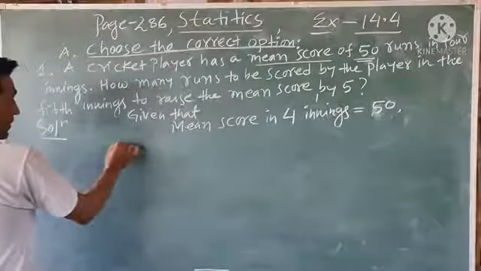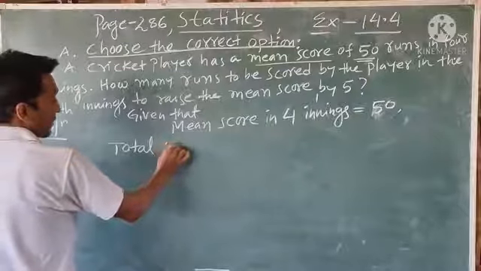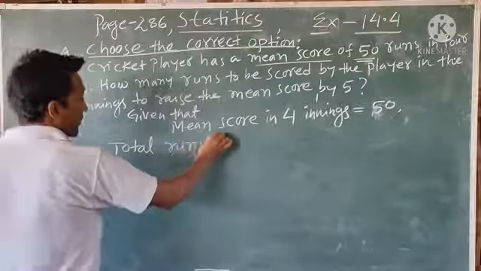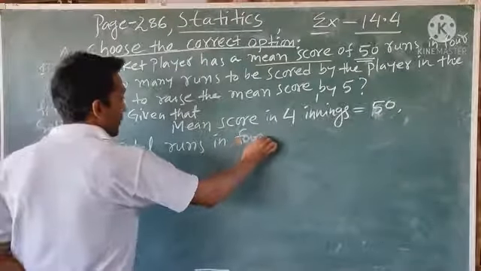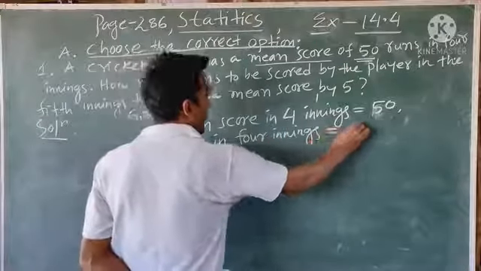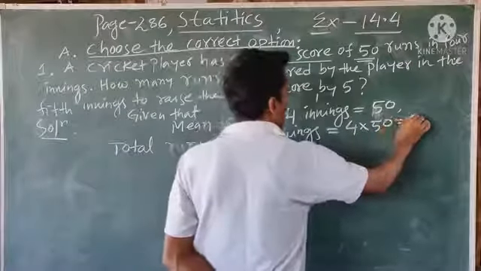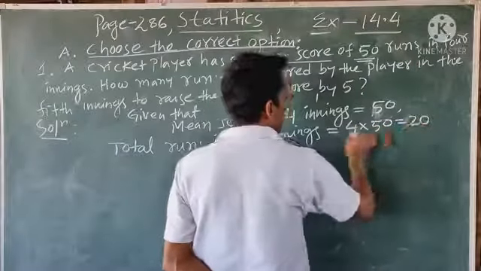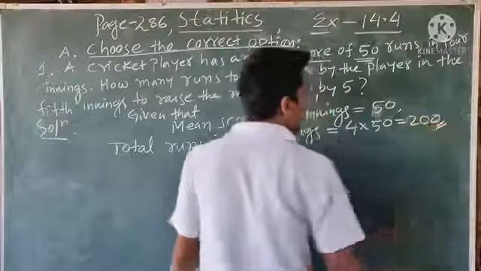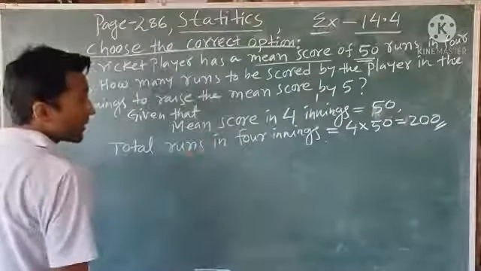So total run in 4 innings will be 4 into 50. 4 into 50: 4 5s are 20, 4 0s are 0. So how much we get? 200. Total run in 4 innings we get 200.